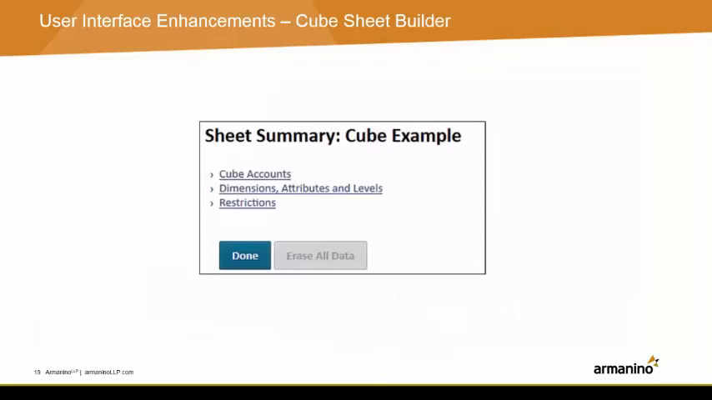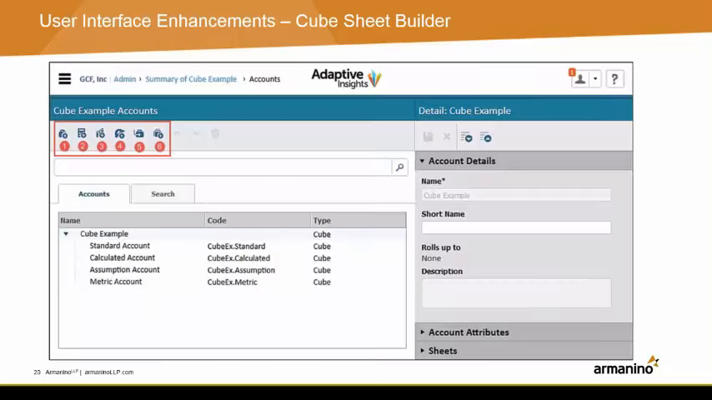Next, we are going to look at updates to the Cube Sheet Builder, though many of the changes are the same as those we've already reviewed. Once a sheet name and account prefix has been selected, we are brought to a new sheet summary page as seen here. This is the new Cube account maintenance page, and while the functionality remains the same, you can see it does look quite different.